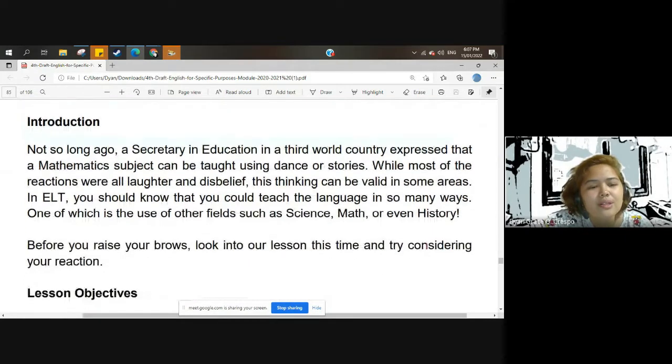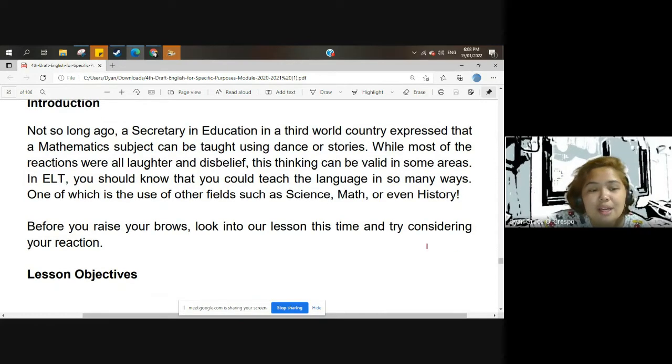Okay. Not so long ago, a secretary of education in a third world country expressed that a mathematics subject can be taught using dance or stories. While most of the reactions were all laughter and disbelief, this thinking can be valid in some areas. In ELT, you should know that you could teach the language in so many ways, one of which is the use of fields such as science, math, or even history. Before you raise your brows, look into our lesson this time to try considering your reaction.